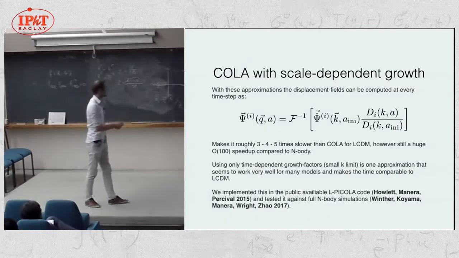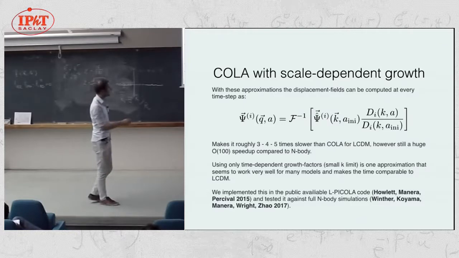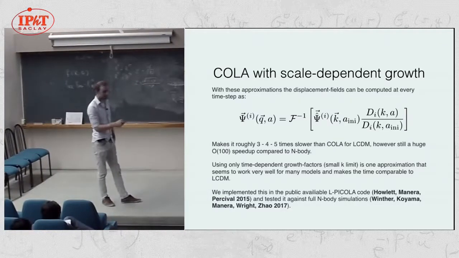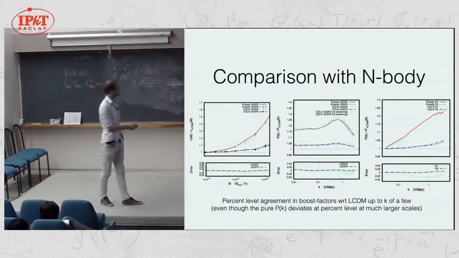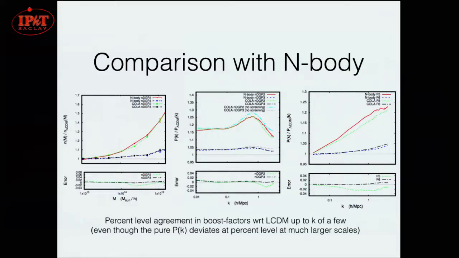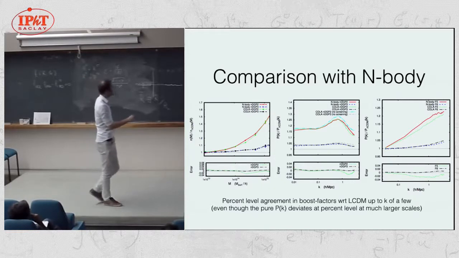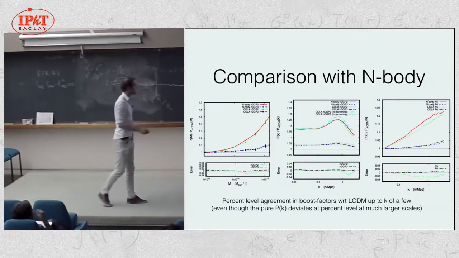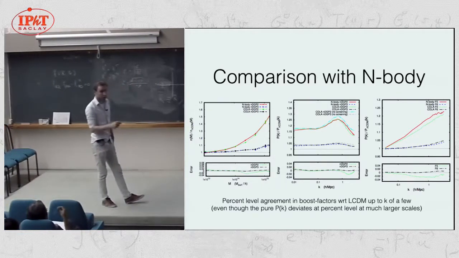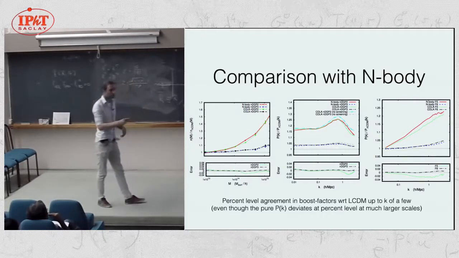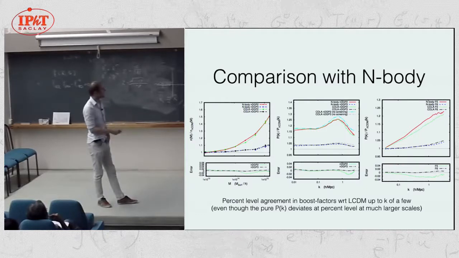So yeah, earlier this year we implemented this in one of these COLA codes that's on the market and tested this against full n-body simulations. And here is some sample results of what you get. This is the enhancement of the halo mass function, and these are enhancements of the matter power spectrum relative to lambda CDM. Both of these things are computed within each code, full n-body or in COLA.